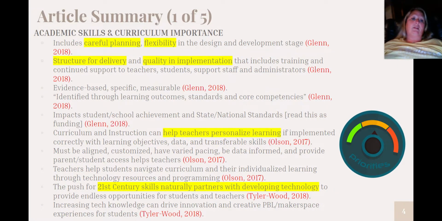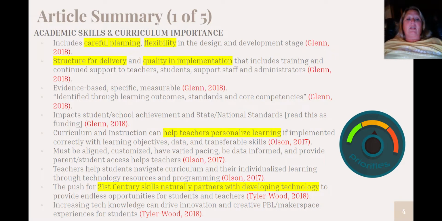So key academic skills and curriculum is important. It involves careful planning and flexibility in the design. There must be a good structure for the delivery and quality implementation, which is vital for providing support to teachers in the training, the onboarding, and then in the delivery output method that is given to students. And then continued support, right? So they feel like they know what they're doing.